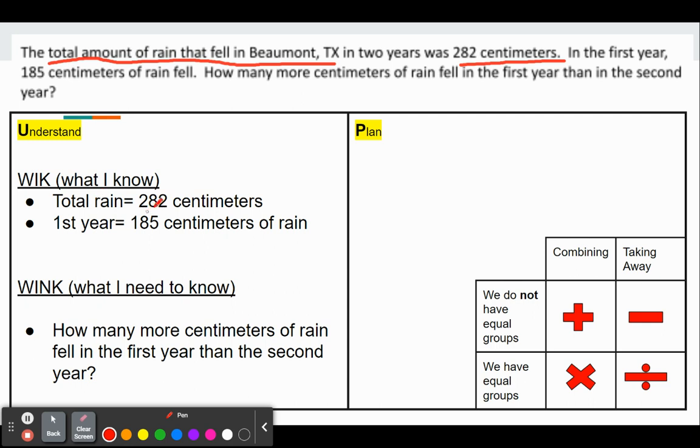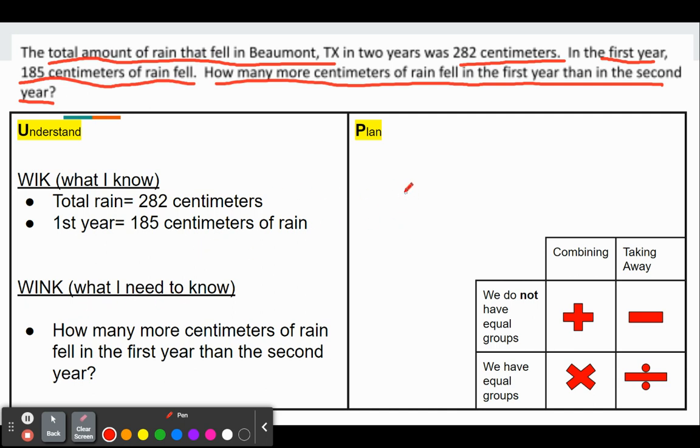So we have that: our total rain is equal to 282 centimeters. I also know that in the first year, 185 centimeters of rain fell. So I add that: first year is equal to 185 centimeters of rain. Now, what do I need to know? Our WIN: how many more centimeters of rain fell in the first year than in the second year? That is our question. So now that we know what I need to know, let's figure out a plan.